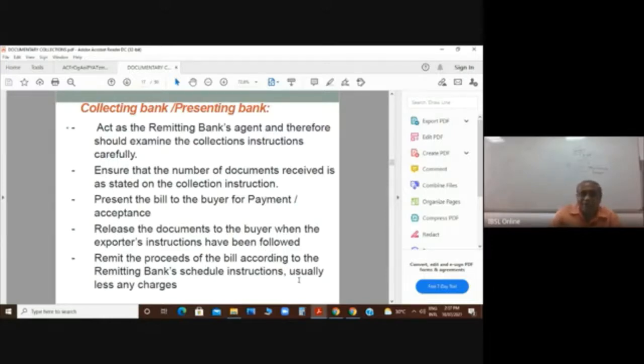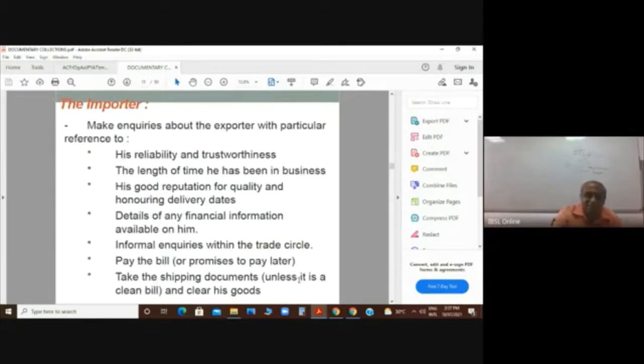Usually less charges. The importer, like the exporter, also has to make inquiries about the exporter with particular reference to his reliability and trustworthiness, the length of time he has been in business, his good reputation for quality and on-time delivery dates, and details of any financial information available on him. All these things you have to check.